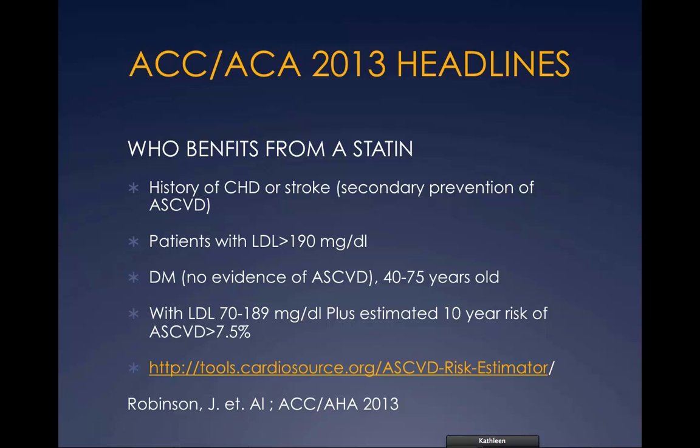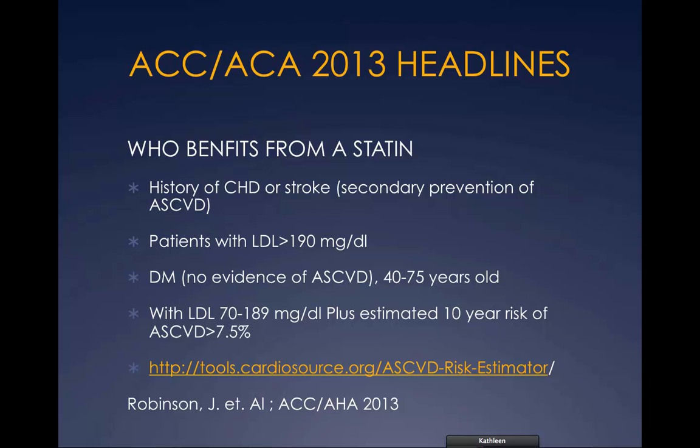There are 4 groups. One group is individuals with a history of cardiovascular heart disease or stroke. Remember, these guidelines are really the secondary prevention of those with atherosclerotic cardiovascular disease. They already have heart disease. These individuals are at high risk and need high-intensity statin therapy. Patients with LDL of greater than 190 are also at high risk and require high-intensity statins.